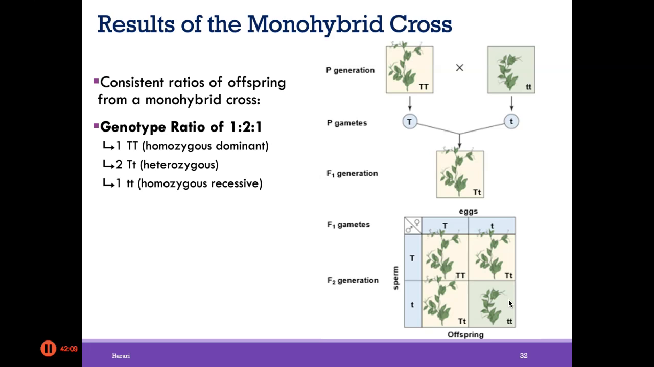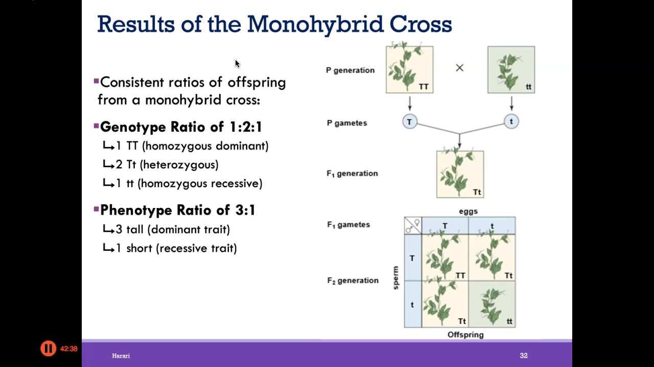So anytime you see a monohybrid cross, meaning you have two heterozygotes being mated together, we're going to get a genotype ratio of 1 to 2 to 1. For every one homozygous dominant, big T, there are two heterozygotes, big T, little t, and one homozygous recessive, little t. We always see a genotype ratio of 1 to 2 to 1 in a monohybrid cross, and we always see a phenotype ratio of 3 to 1, where 3 will be the dominant phenotype, tall, the dominant trait, and 1 will be the recessive phenotype, which would be short.